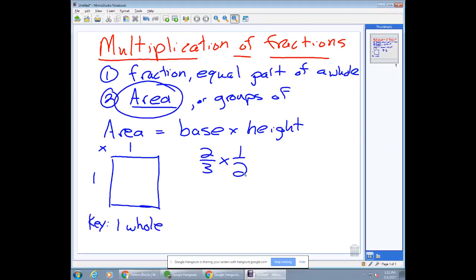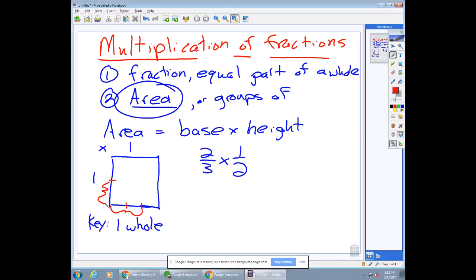So in this case, I want my base to be 2/3, so I'd have to break the base into pieces. I'm going to cut this into thirds, and then I need to select 2 of those thirds for my base. The height needs to be broken into 2 pieces because I have halves, right? Equal parts of a whole. And so I need to pick one of those halves. It could be the top half, could be the bottom half, it doesn't matter. That's up to you. But maybe I'm going to pick those there.